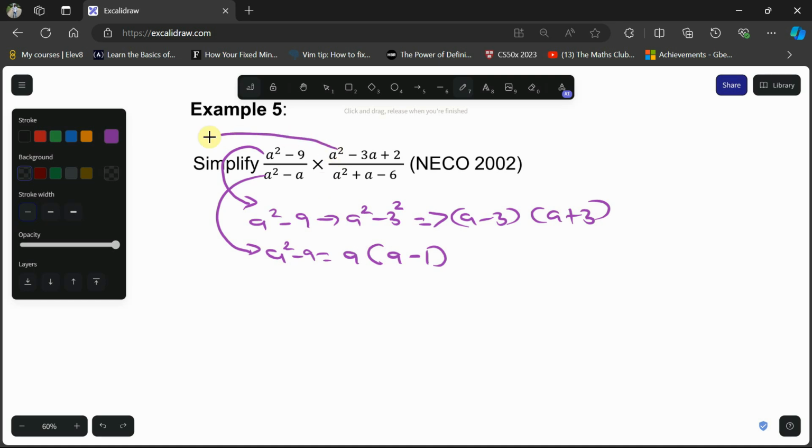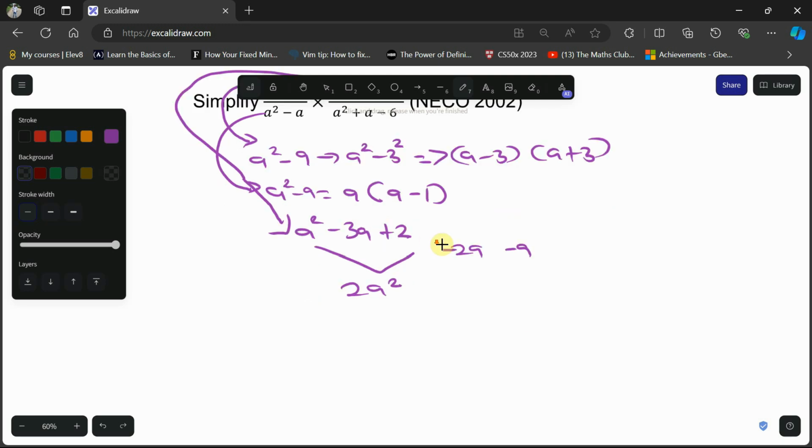Now for this third one, we have a squared minus 3a plus 2. We're going to use any method that you know. So this will be 2a squared. Two numbers that if I multiply will give me 2a squared, and if I add will give me minus 3a, that will be minus 2a and minus a, right? Great. So this will be a squared minus 2a minus a plus 2.